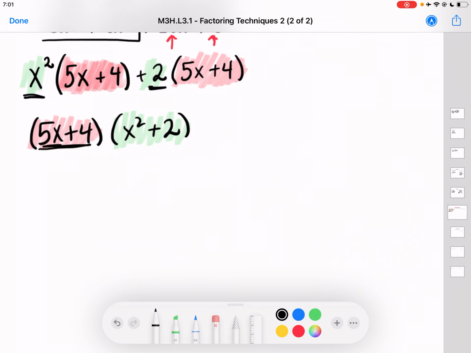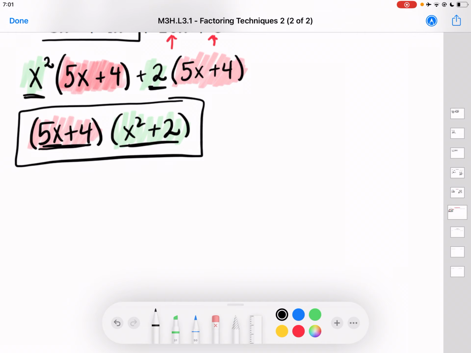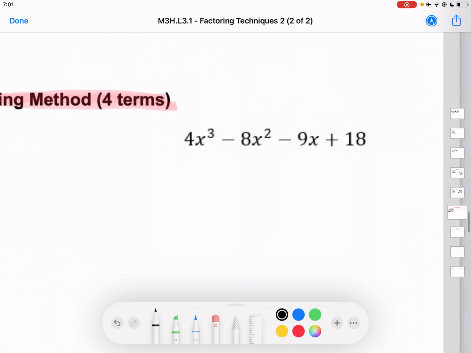After that, you just have to double check. If it's a linear expression, you don't factor any further, but if it has any exponent on it, you just have to double check to see if you can factor more. Well, since it's squared, the only way that could factor is if this is a difference of perfect squares, but 2 is not a perfect square, so we are done. Let's see another.